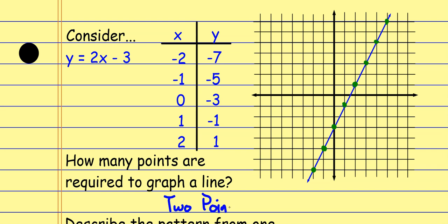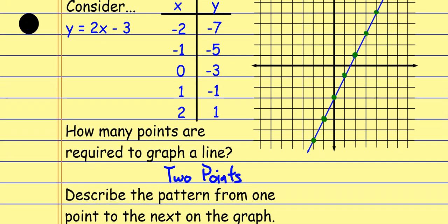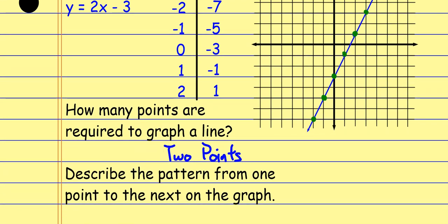So once I have 2 points, I could use the pattern, all right? 2 points shows me what the pattern is to get from one point to the next, and then I can extend that pattern, okay? And for this particular example, when I described the pattern from one point to the next, it was up 2, and then to the right 1 or over 1, okay? And so the idea is 2 points gives me the pattern. I can use the pattern to plot other points.